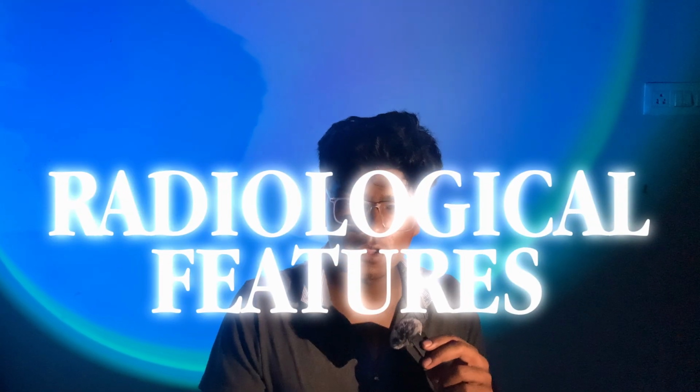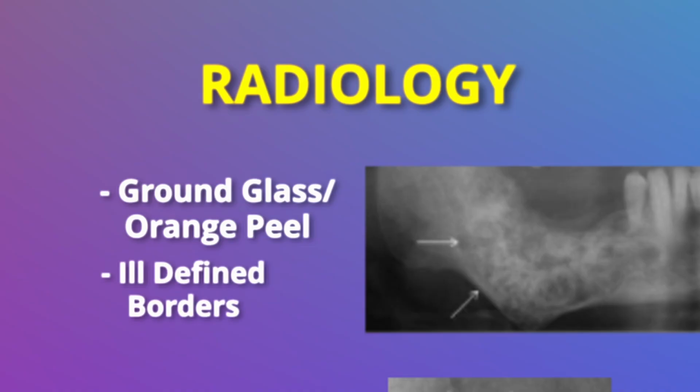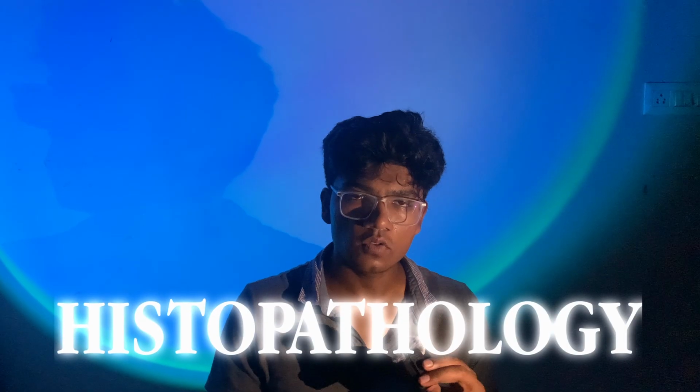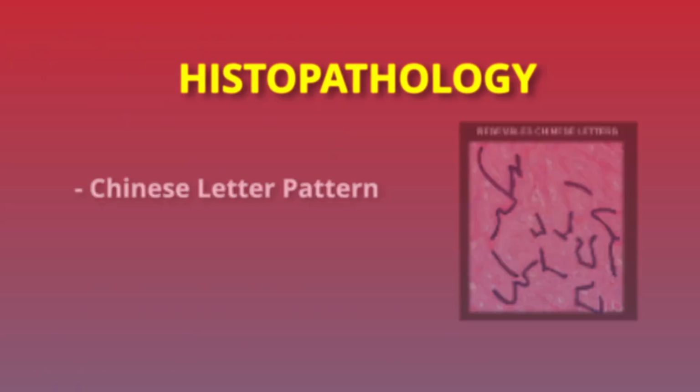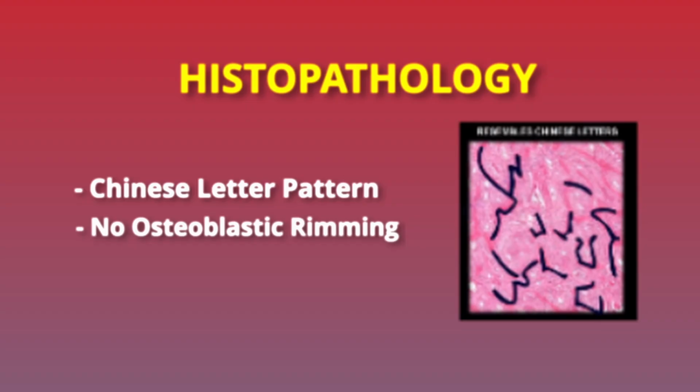Moving on to the radiological features: ground glass or orange peel in mature lesion, ill-defined borders, Rind sign, which is external sclerosis around the lesion. Coming to the histopathological features, Chinese letter pattern due to the formation of weak and abnormal bone. There is no osteoblastic rimming, which means around the lesion there is no osteoblasts seen.